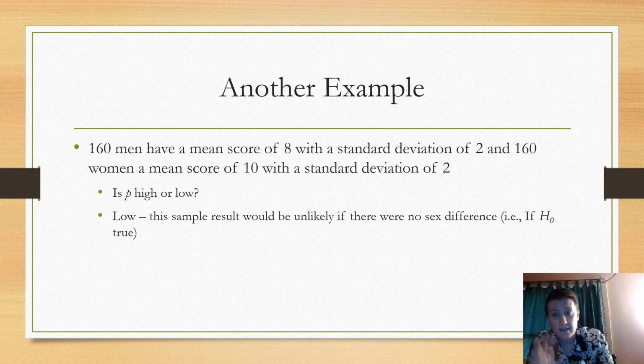So just looking at this, again, the p-value determines if we have statistical significance or not. It's telling us, will we retain or reject the null? Just by looking at the sheer effect size and how large it is, I'm going to guess at face value that the p-value is going to be low. The probability that this is happening is going to be low if there is no sex difference.